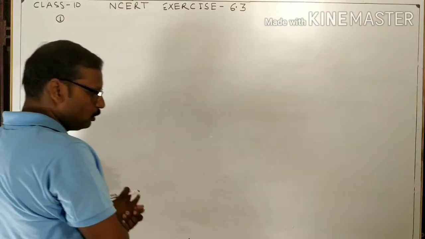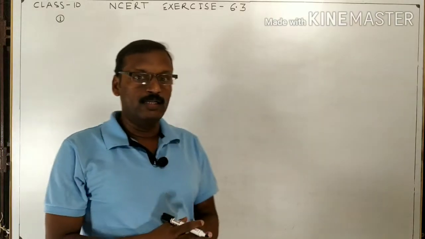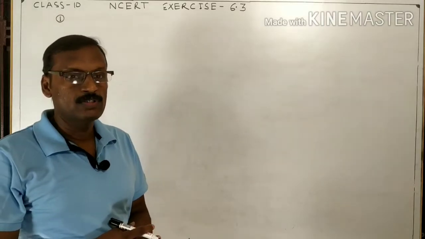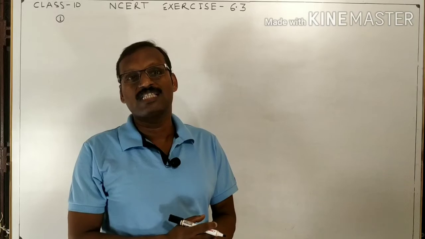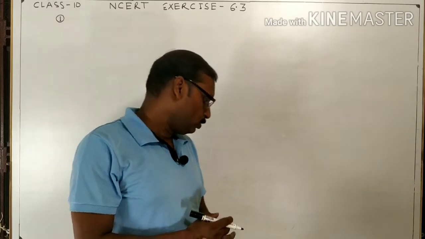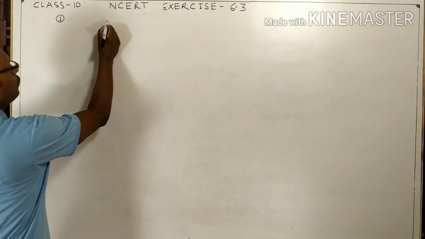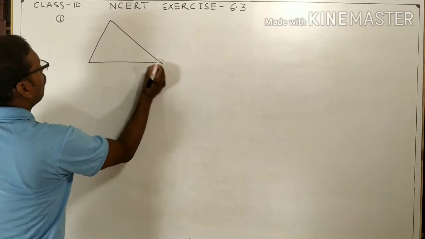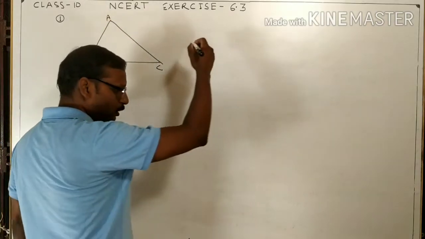In question number 1, we have to state which pair of triangles are similar. Also, we have to write the criteria of similarity and the triangles which are similar in symbolic form. Okay, so the first figure is triangle ABC and triangle PQR.